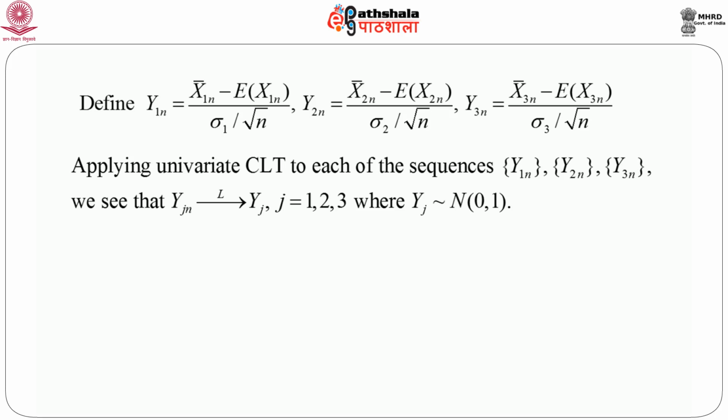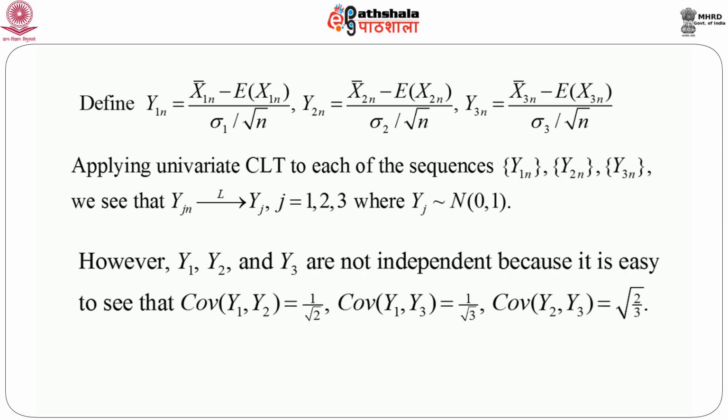Now, I will show by random generation or simulation the histogram of these random variables, which is seen to be normal 0, 1. So, that might give us the confidence that this can actually happen. But it is clear that y1, y2, y3 are not independent, because we can calculate the correlation between them, and since the variance of each of them is 1, the covariance is nothing but the correlation. In fact, the covariance between y1 and y2 is 1 by root 2, that between y1 and y3 is 1 by root 3, and that between y2 and y3 is root of 2 by 3.